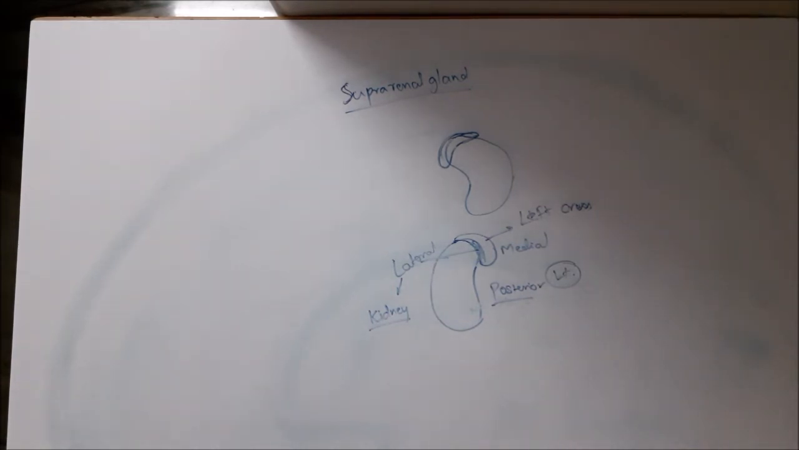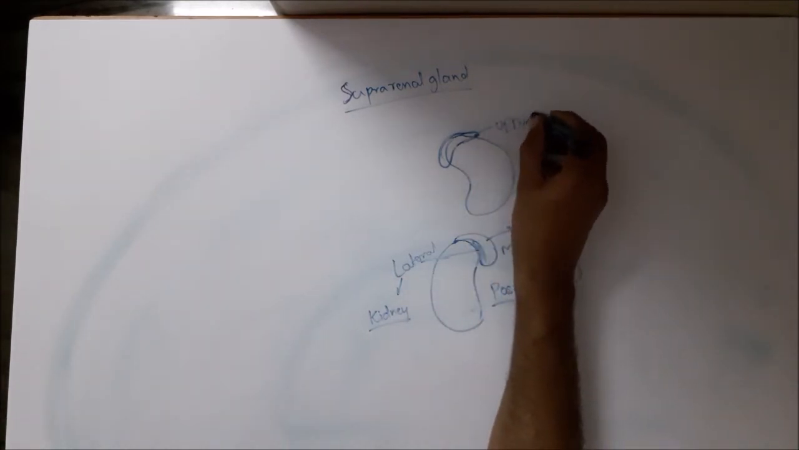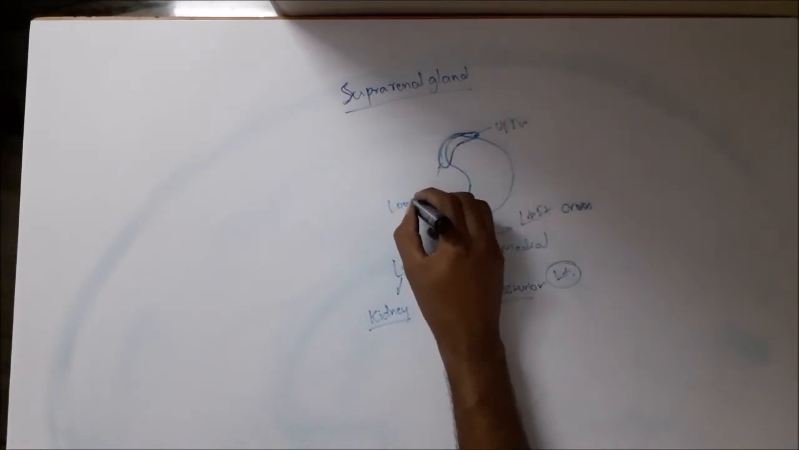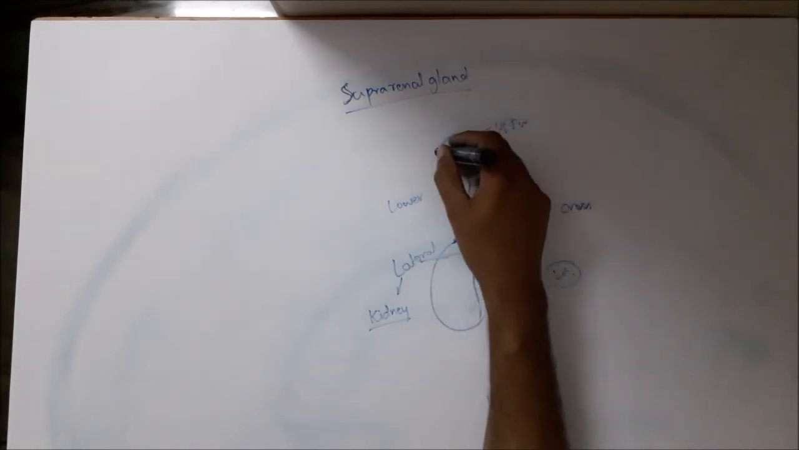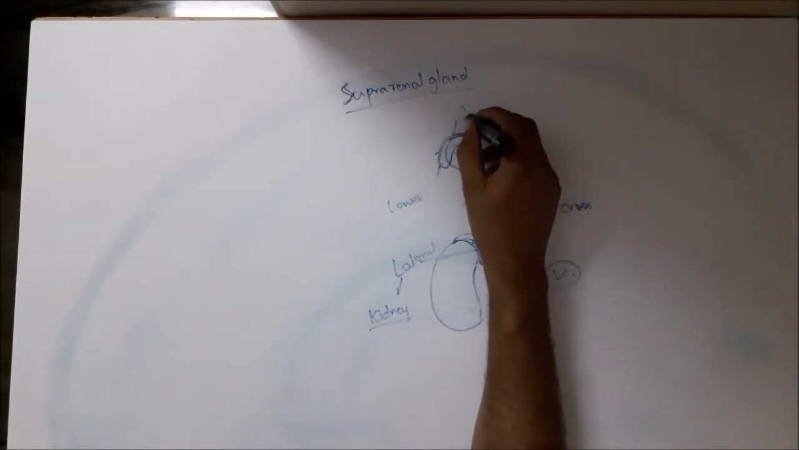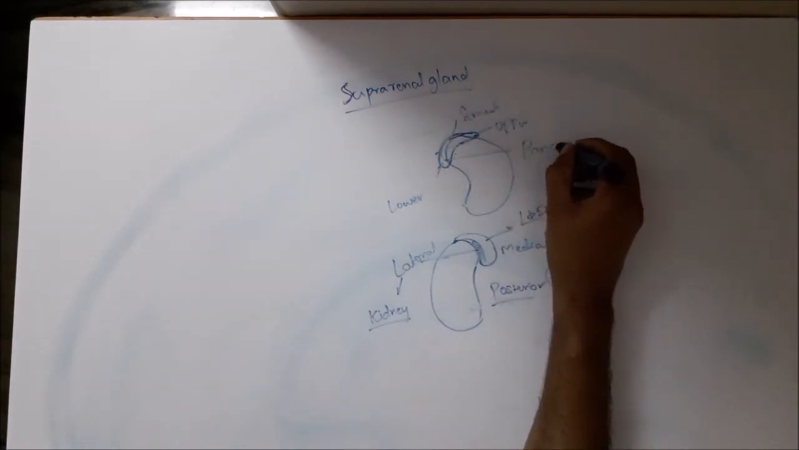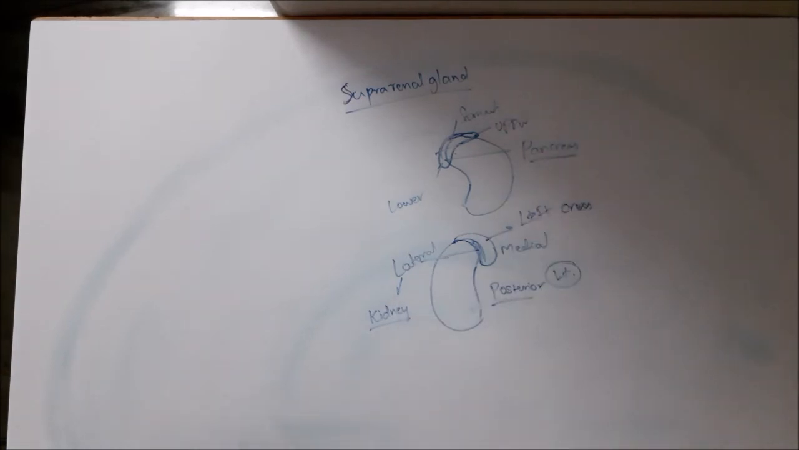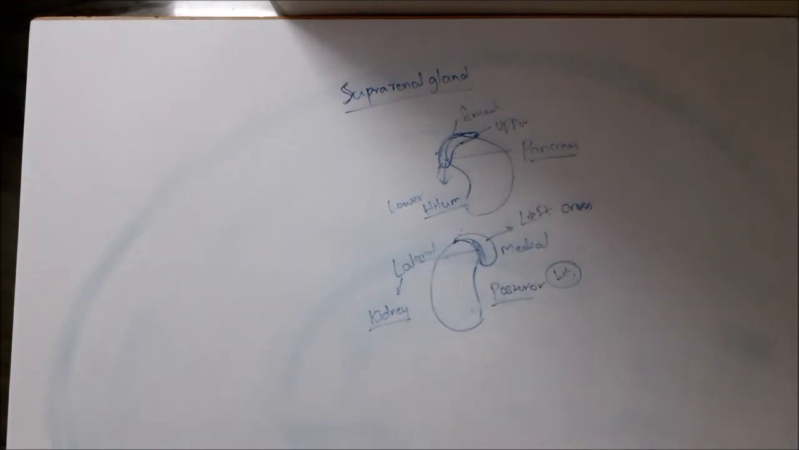So that is the left suprarenal gland, which has an upper end, lower end, medial border, lateral border, and anterior surface related with the stomach above, and inferiorly related with the pancreas and splenic artery. Then the lower end has the hilum. Through the hilum the left suprarenal vein comes out and drains into the left kidney.